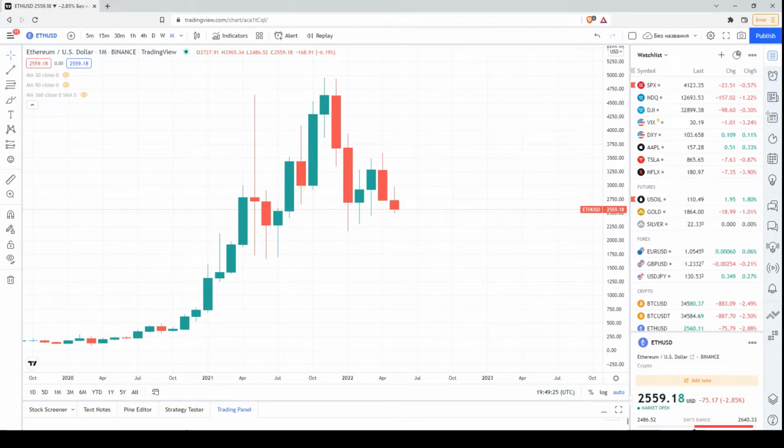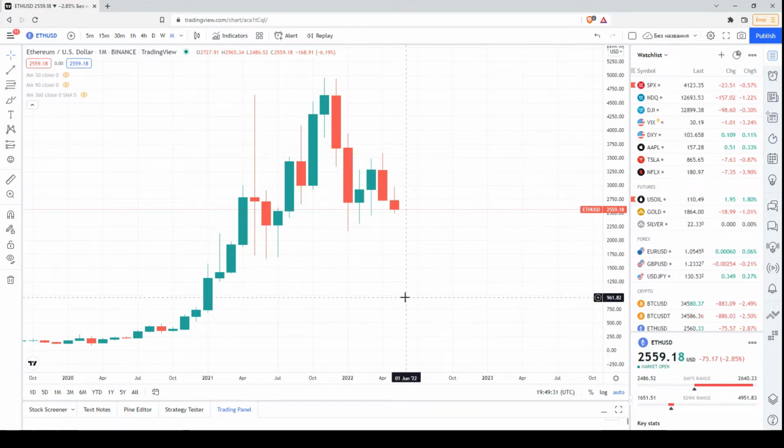Today let's have a look at the price chart of Ethereum. This is the monthly chart. The current price is $2,559.80. So to some extent we're very familiar with the price chart of Ethereum in the major time frames. I analyze it, let's say, at least once, sometimes twice a month.